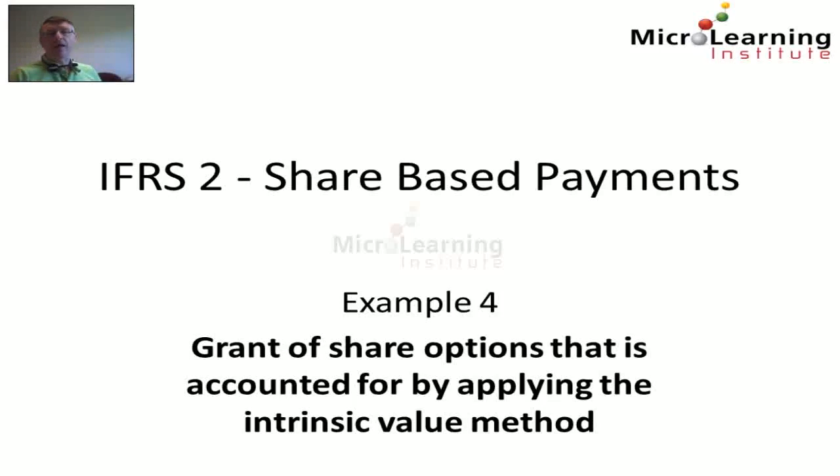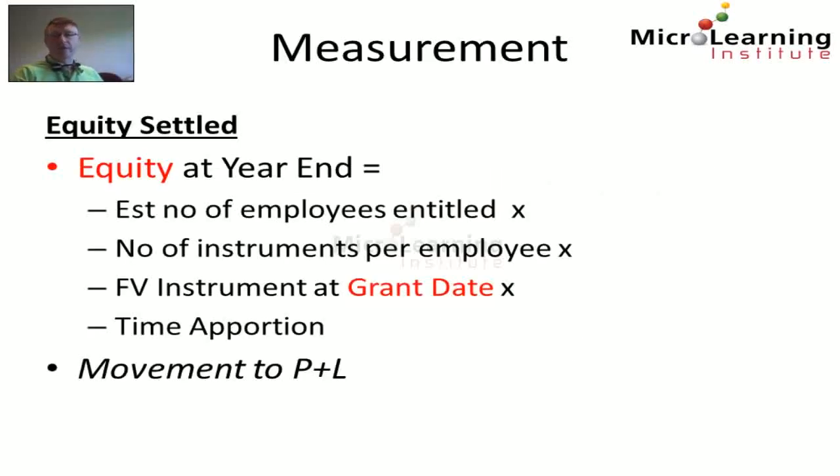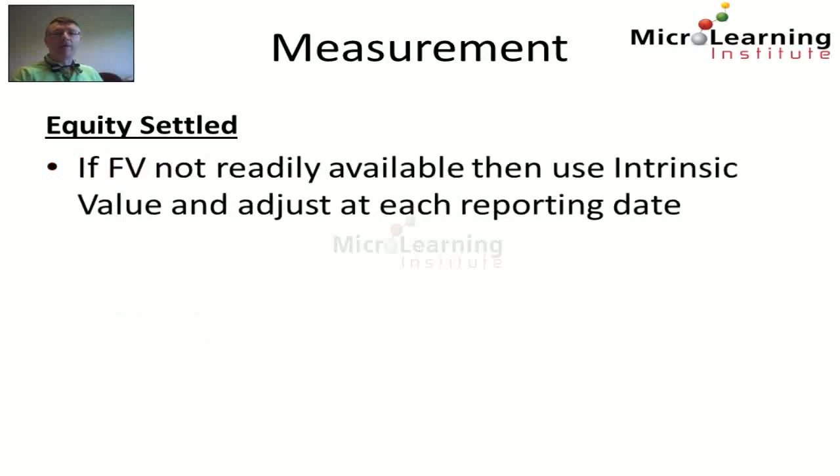In this tutorial we look at IFRS 2 share-based payments, and specifically we look at an example of how to account for a grant of share options that's accounted for by applying the intrinsic value method. Now you will remember from previous studies that we calculated that the cumulative equity to the statement of financial position for an equity settled share-based payment is calculated from the formula on the snapshot there. However, we did say that if the fair value was not readily available, then we use what's called the intrinsic value and we adjust at each reporting date. And again, we're going to see an example of this working in this example.